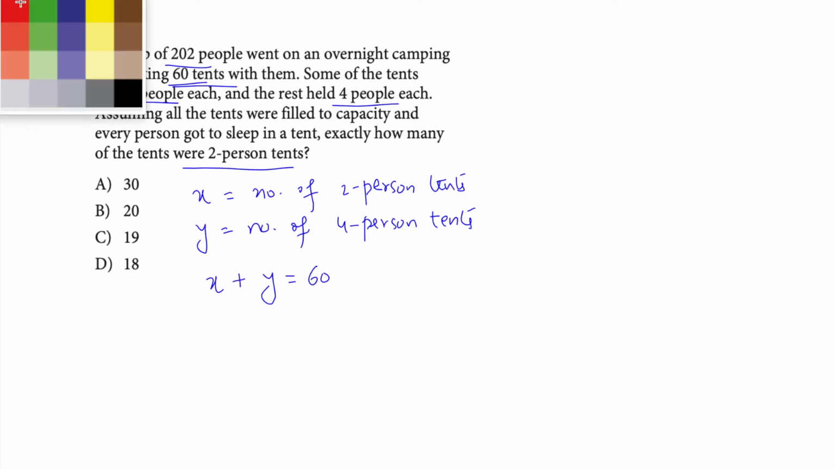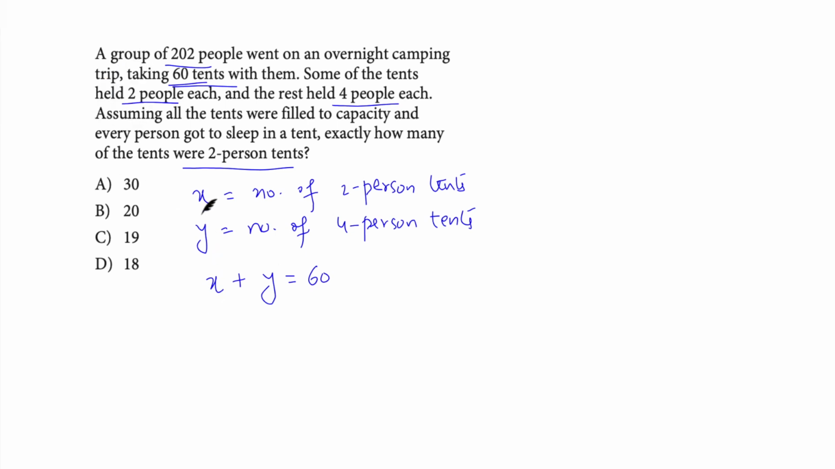And the second equation will be of the total number of people. So this tent, the 2-person tent, is holding how many people? 2. So that means 2x is the number of people that this tent is holding plus 4y, and the bigger tent, the y tent, is holding 4 people each. So 2x plus 4y equals 202. That's the total number of people that are there in the group, and each person is in a tent. So that's also given. So there's no person who is outside the tent. Okay, so you have your equations.